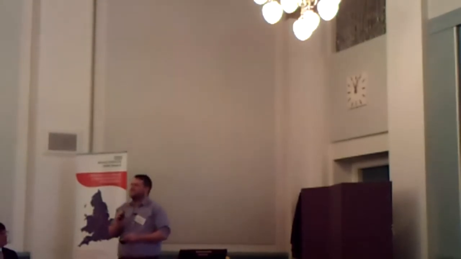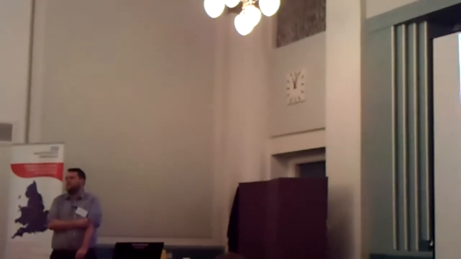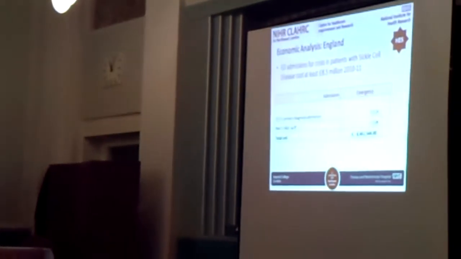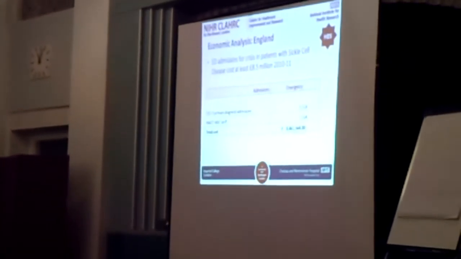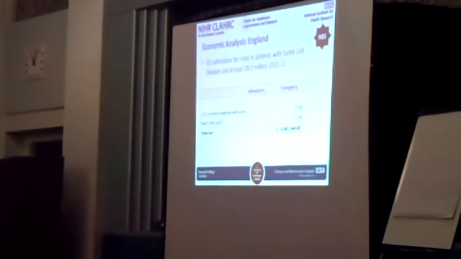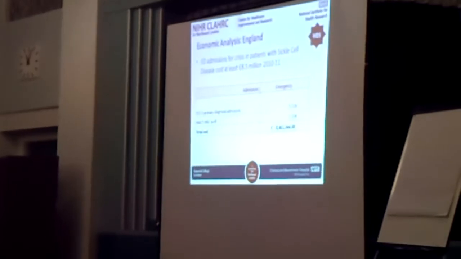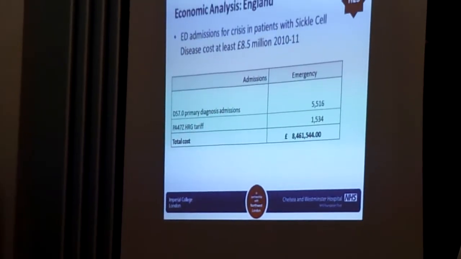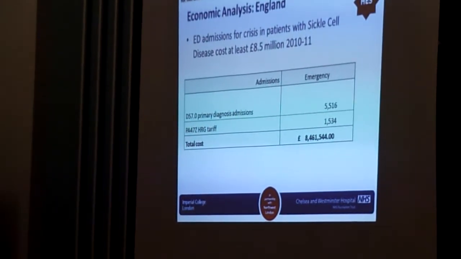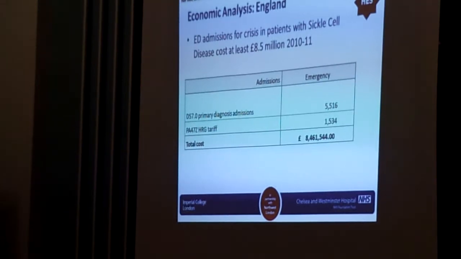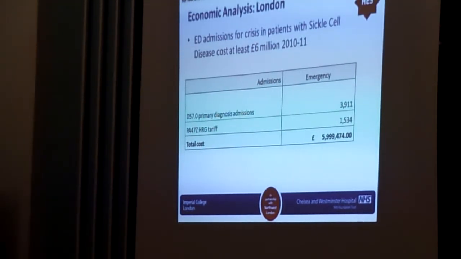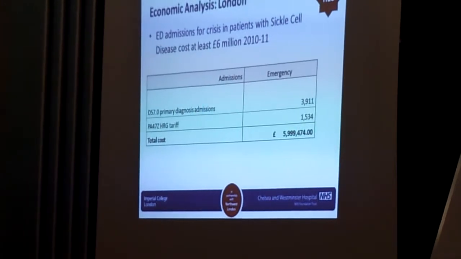I'm not going to go through the specifics of the data. I'm not an economist, but we had an economist help us with this. So this is the data. In 2010-11, it cost at least £8.5 million for these admissions. These are emergency admissions of patients with sickle cell disease that were admitted for crisis. It doesn't dissect out exactly the details of those patients, whether they should have used the emergency department or not, and that's not what this was trying to do. It was just giving us a context to work within. So as I said, it's at least £8.5 million for England, and looking at London specifically, it's at least £6 million. And in London it's about another £500,000 when you add on the patients that stayed longer than 9 days. So that was all done using HES data.